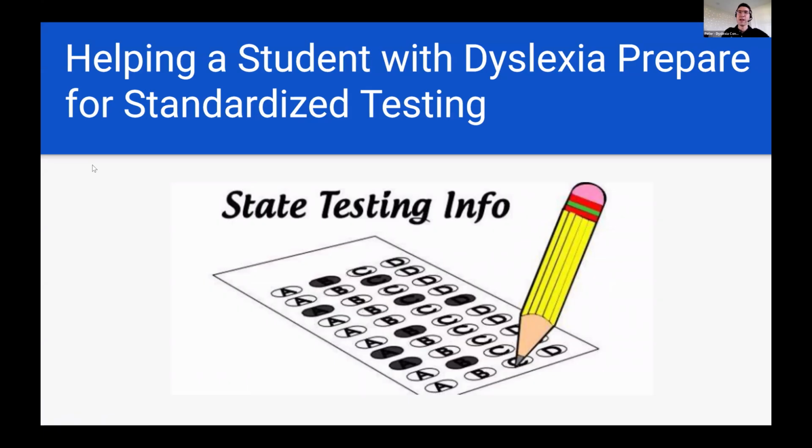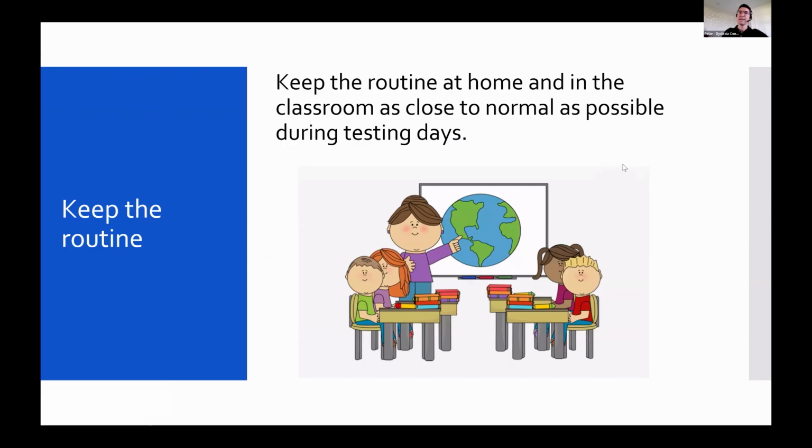Here are some things to help a student with dyslexia prepare for standardized testing, to make them feel more comfortable. Keep the routine. Keep the routine at home and in the classroom as close to normal as possible during testing days. It's often, of course, not possible to keep it exactly the same, and it may have to be quite different, but anything that you can do to make the routine relatively similar at home for parents or at school for teachers, that's going to help kids with dyslexia feel more comfortable and be less anxious. So, if you can have some familiar things during the day that they're used to and that they expect during their school day, that's going to help.